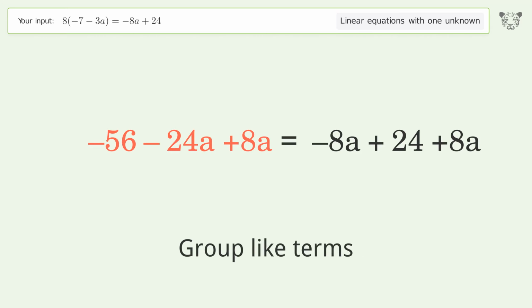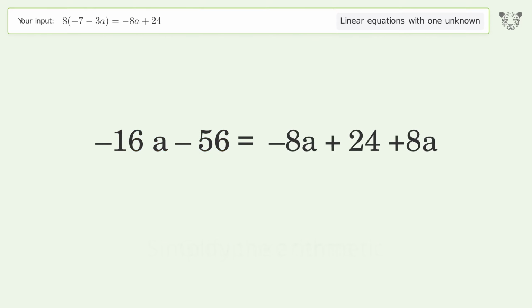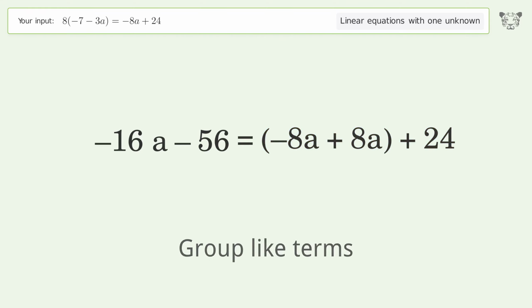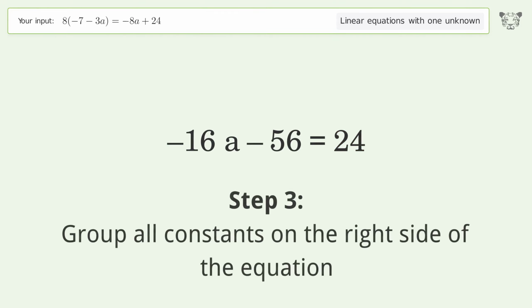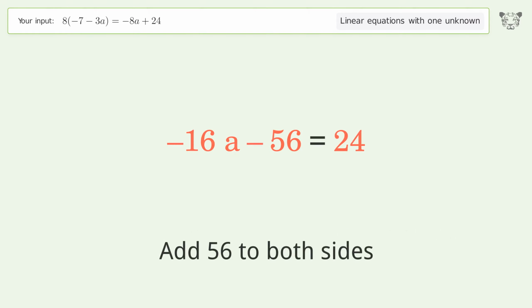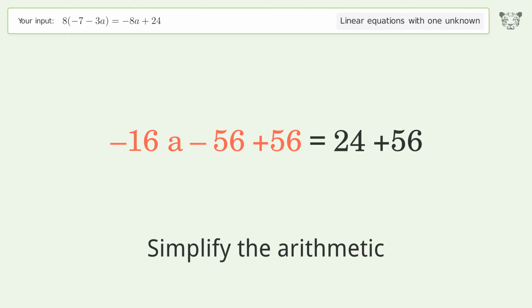Group like terms. Simplify the arithmetic. Group like terms. Simplify the arithmetic. Group all constants on the right side of the equation. Add 56 to both sides. Simplify the arithmetic.